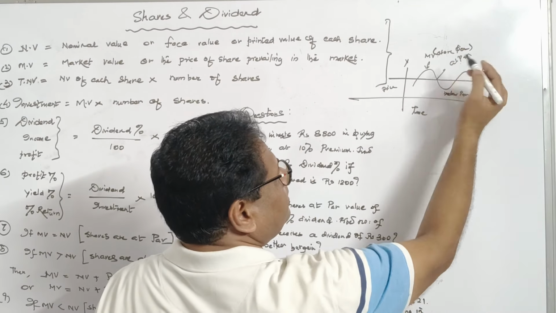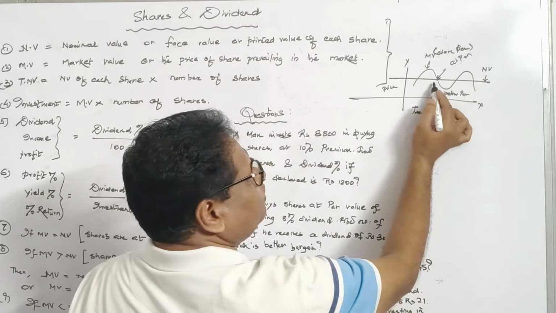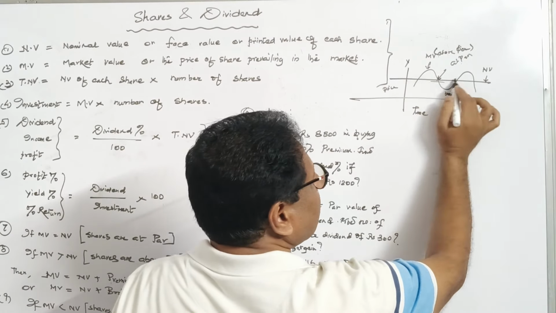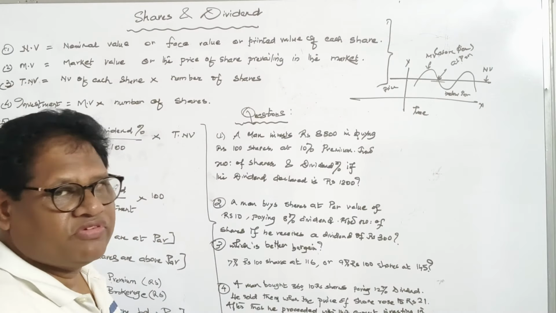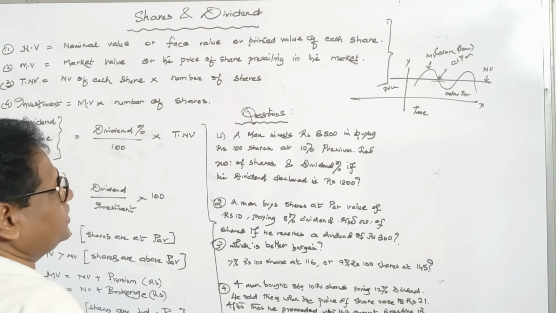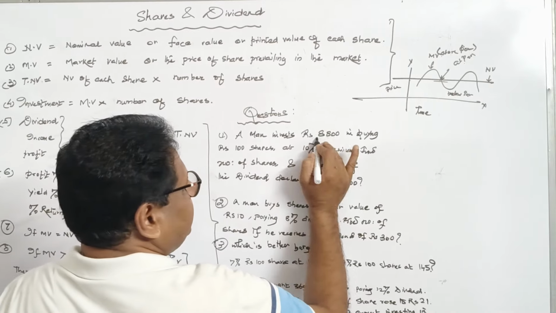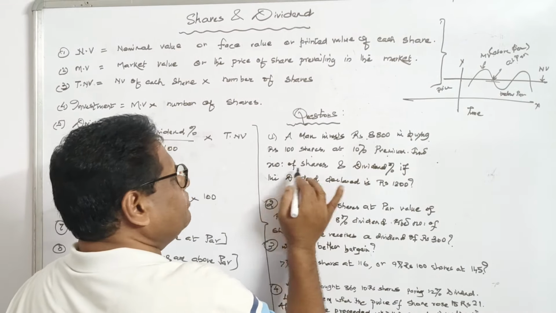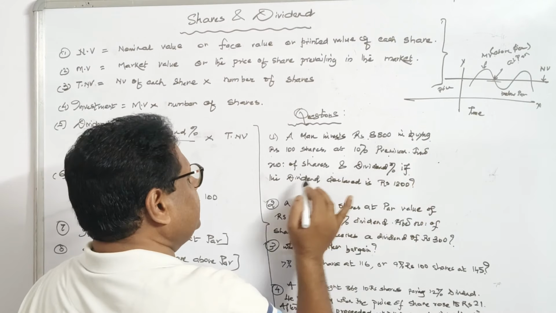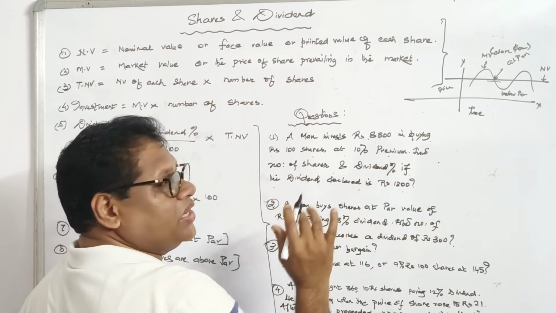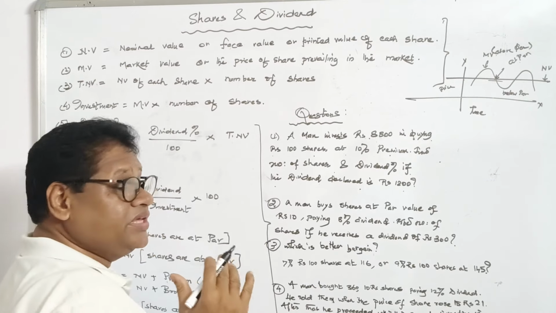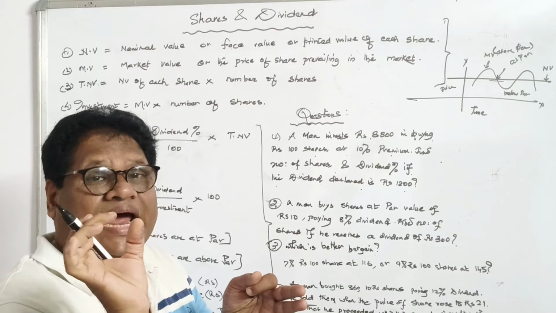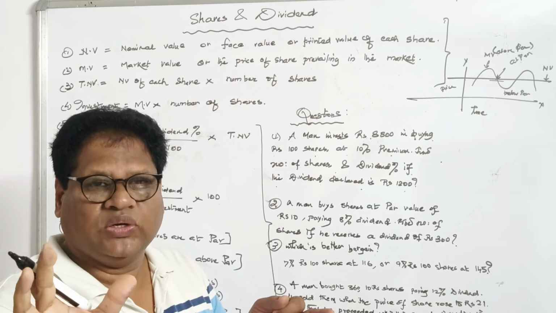And this is at par when the nominal value and market value both are same. So you can see the nominal value intersecting the market value. That means now these conditions, they are at par investment. Let's deal some questions. A man invests rupees 800 in buying rupees 100 shares at 10% premium. Find the number of shares and the dividend percent if the dividend declared is rupees 1200. One thing remember, whenever the price is given after the word at, that means it is the market value.